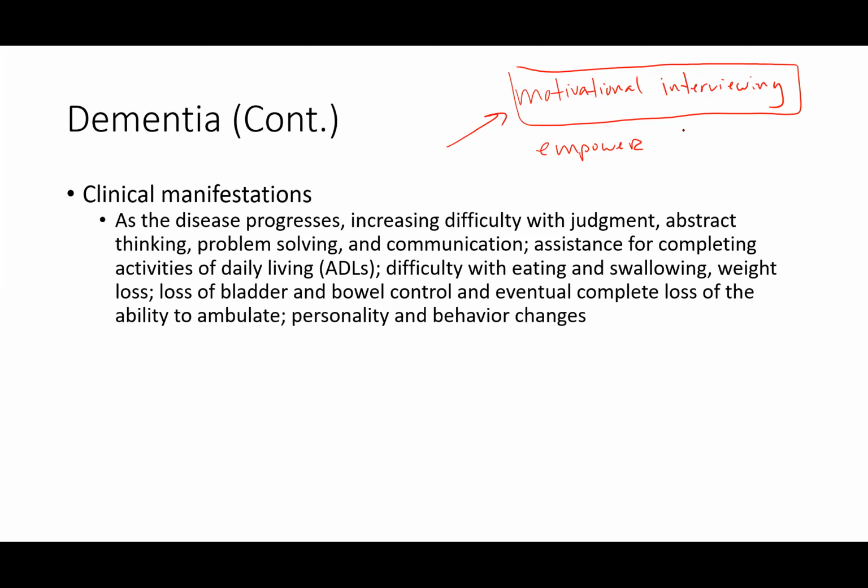there's also a way to approach it to try to improve their quality of life. Because once they lose the ability or have decreased ability with eating and swallowing, loss of bowel and bladder control, it can be embarrassing. It's sad. It's humiliating. So there are very kind and gentle ways, through motivational interviewing, to help them and empower them to try to go in a better direction.